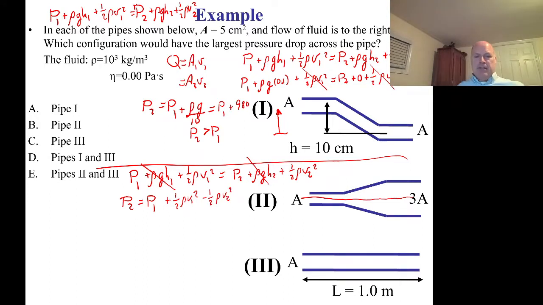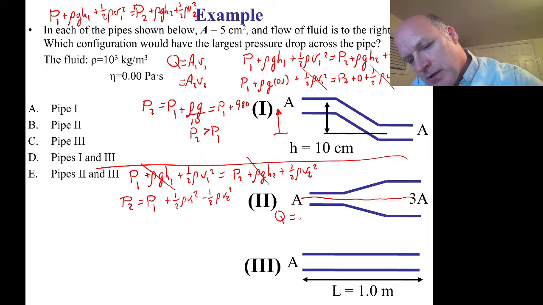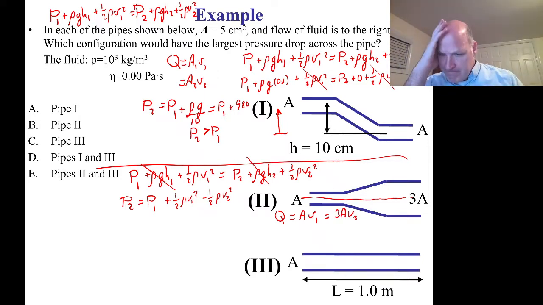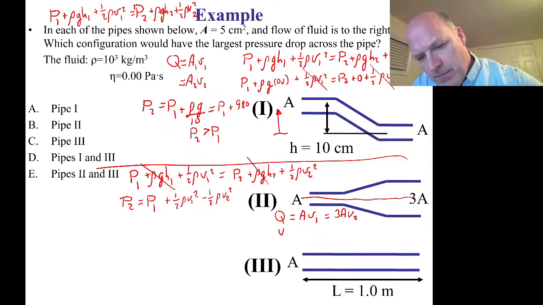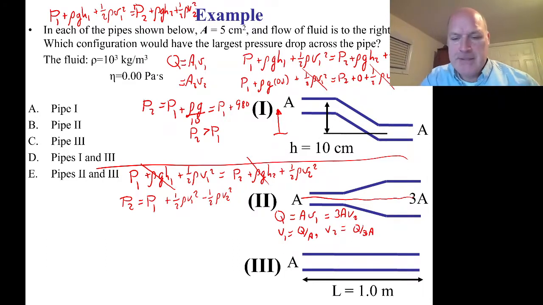So what can we say about the velocities? Well, we can say that Q is equal to area times velocity 1 is equal to 3A times velocity 2, and they're all equal. So V1 is equal to Q over A, and V2 is equal to Q over 3A. Makes sense? I plug those in.